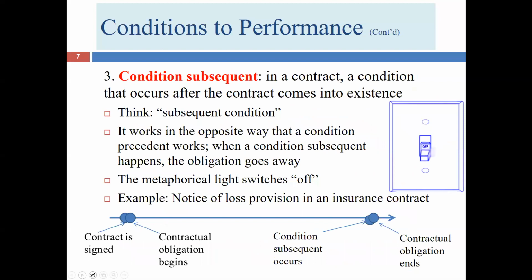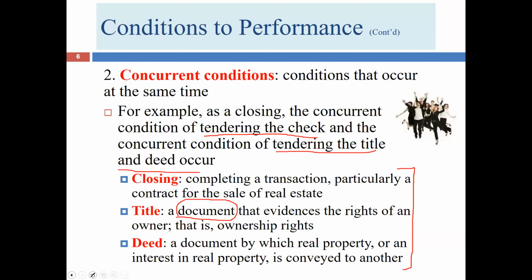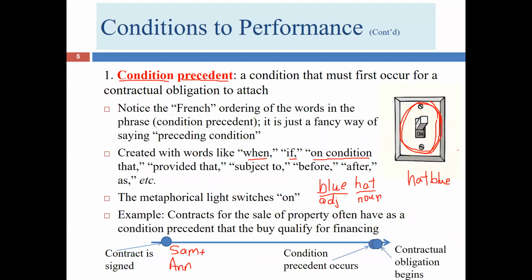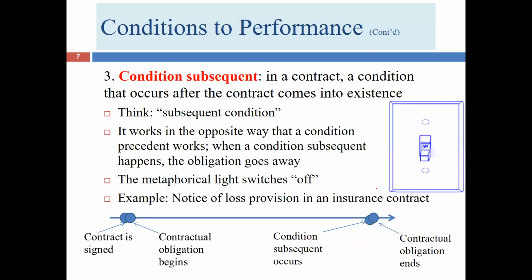Okay, so now we're ready for condition subsequent. We're going to contrast this with condition precedent. So we said how condition precedent turns the light on. Now we're going to talk about condition subsequent. It's going to turn the light off. The light was on, now it's off, okay? And again, we can do the same thing with the word order, switch these two around, and now we have subsequent condition. That may make a little bit more sense to you.